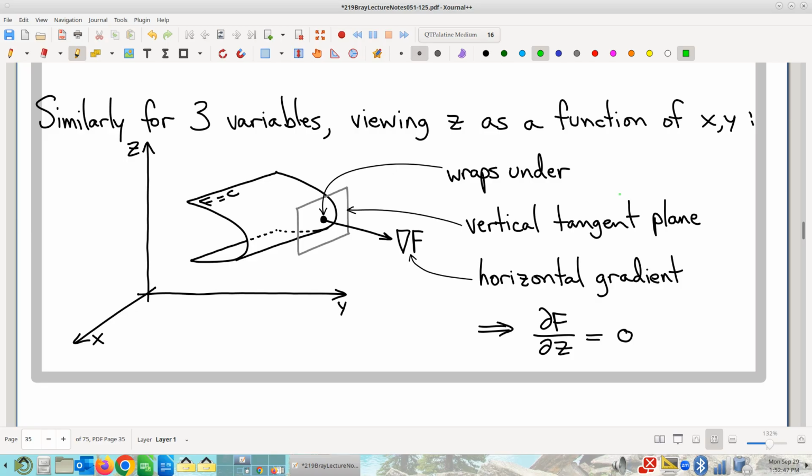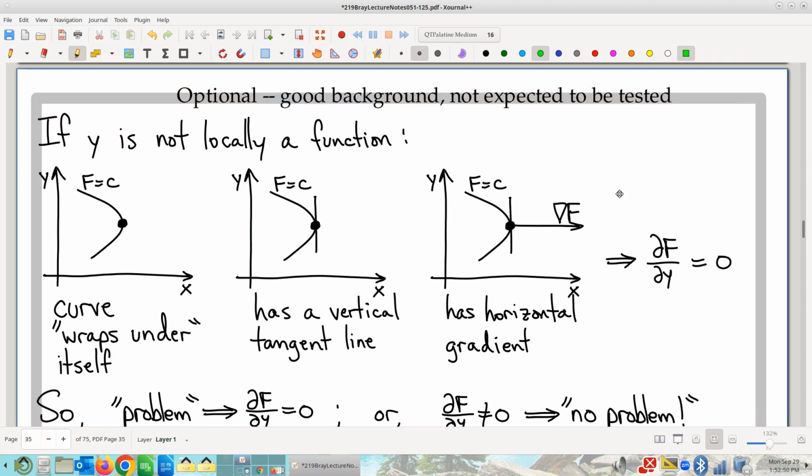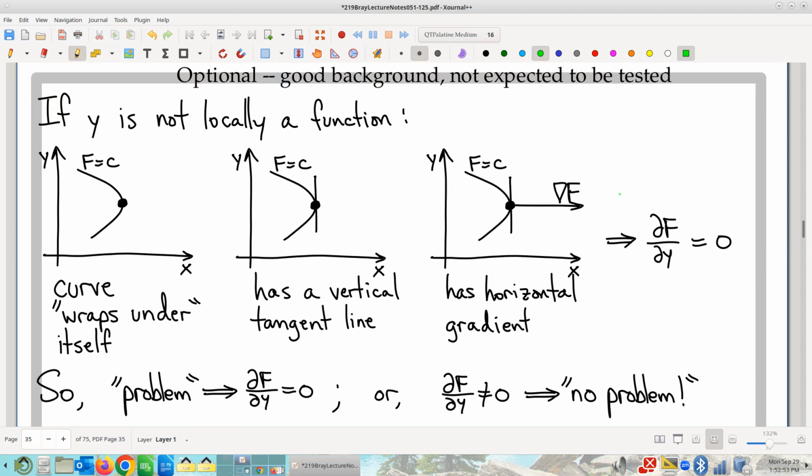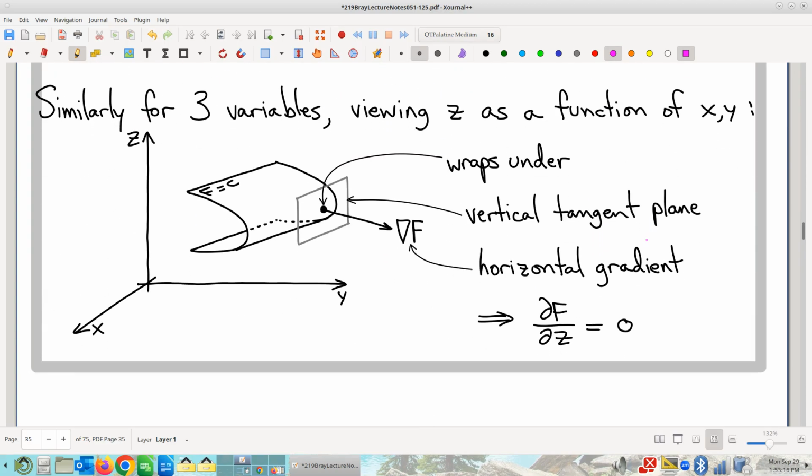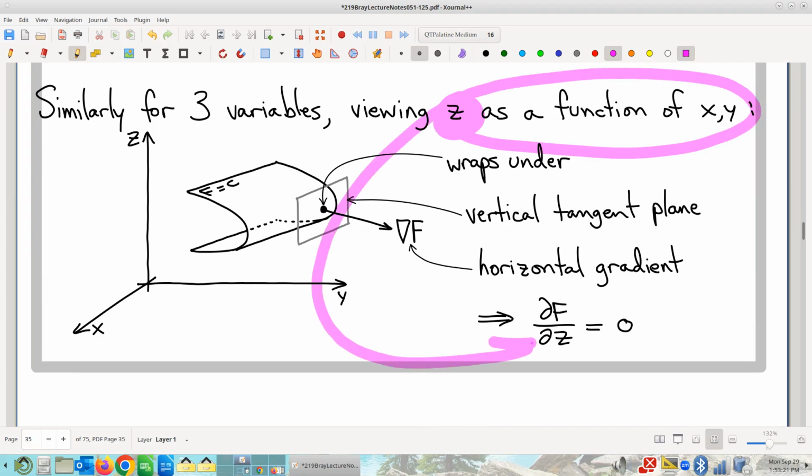Here's the pattern that you're going to notice. In every version of this question you ask, whichever variable you want to view locally as being a function, that's the one, the partial with respect to which answers the question. So if you want to know y is locally a function, it's the y partial that's going to answer that question. Here we entertained viewing z possibly locally as a function, and check it out, z is what you're taking the partial with respect to. That pattern holds.